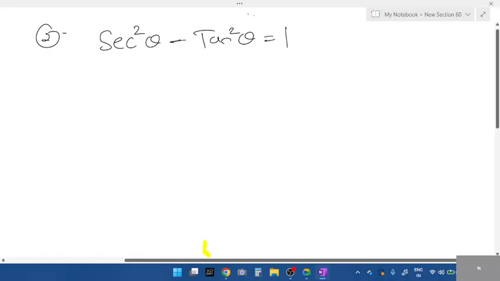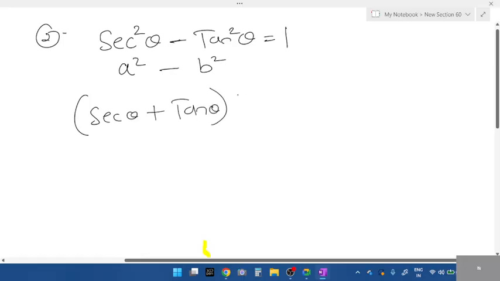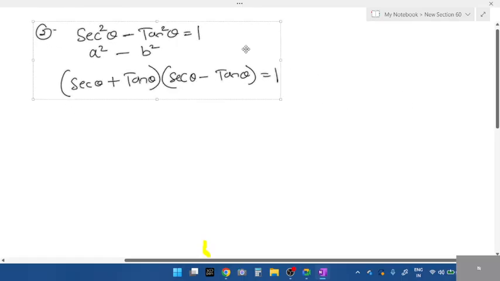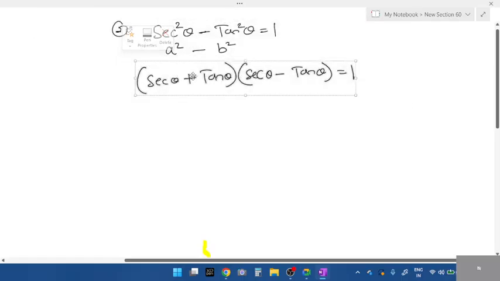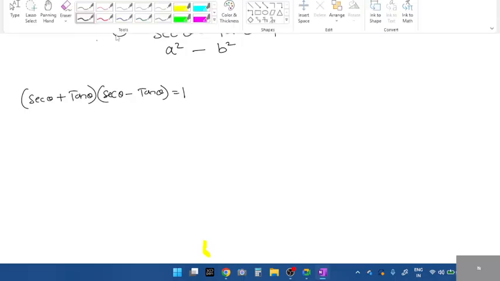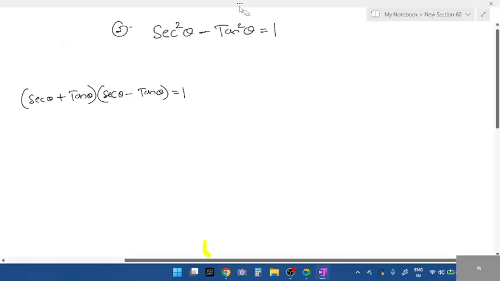Here you don't have to change it. Don't have to change. Can we use a square minus b square? Doesn't it look like a square minus b square, these two? What is a square minus b square, students? Sec theta plus tan theta into sec theta minus tan theta is equal to 1. This is the first formula, because it already looks like a square minus b square.